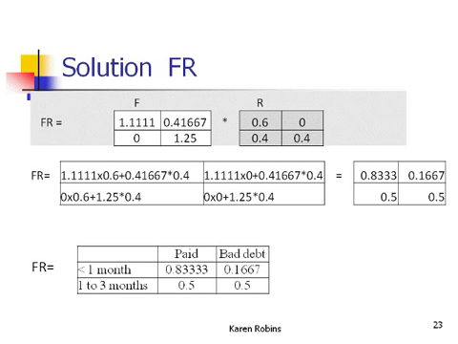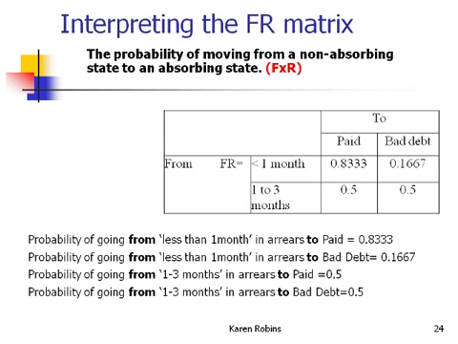So now we have the final solution for FR, and I've put in the labels less than 1 month and 1 to 3 months being the non-absorbing states, going to the absorbing states, paid and bad debt. So what does this mean? It's telling us probabilities from going from a non-absorbing state to an absorbing state. So if we go from less than 1 month in arrears to fully paid, the probability is 0.833. The probability of going from 1 to 3 months in arrears to a bad debt situation is 0.5.